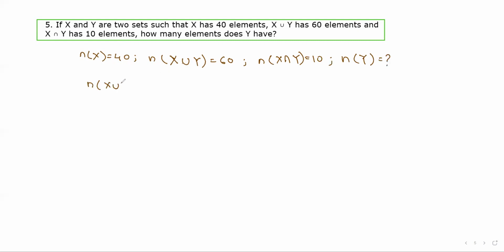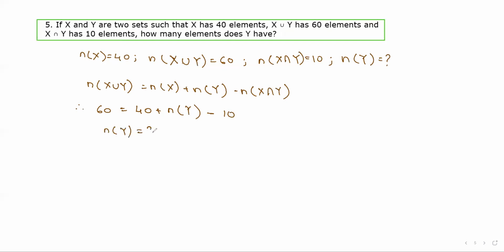n(X union Y) is equal to n(X) plus n(Y) minus n(X intersection Y). Therefore, substituting the values, 60 is equal to 40 plus n(Y) minus 10. 40 minus 10 is 30. On the left hand side, it will be 30. So, n(Y) is equal to 30. Therefore, set Y has 30 elements.